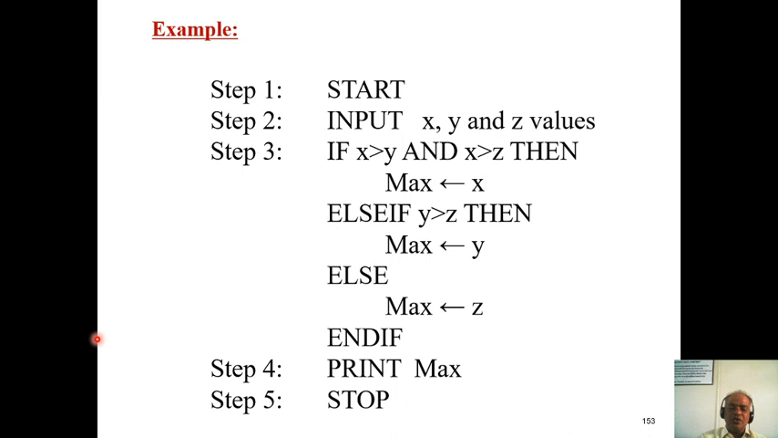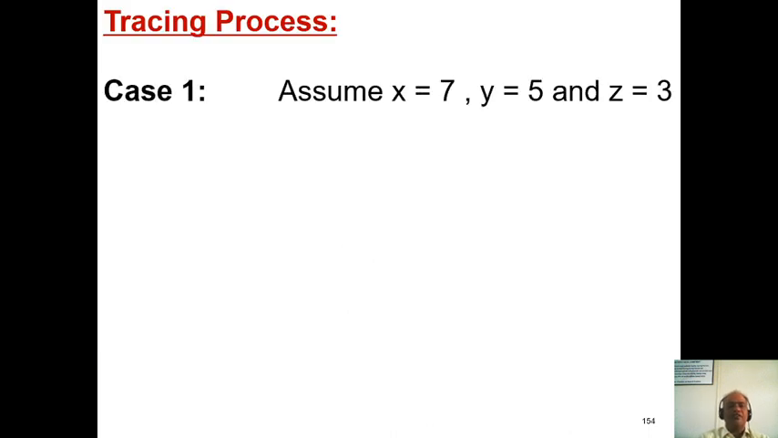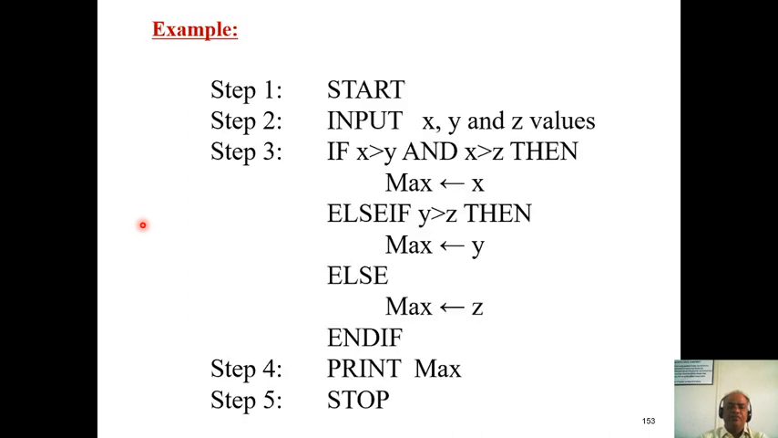So how is it going to be traced out? The tracing process is in the form of cases. First, case 1: assume the values x equal to 7, y equal to 5, z equal to 3. You have taken three values. So what is our first condition? Our first condition is x greater than y and x greater than z.